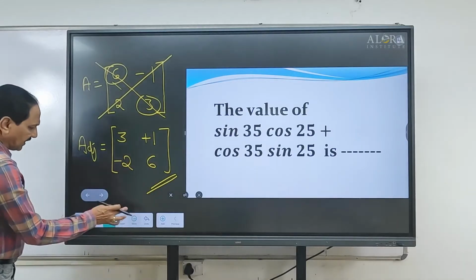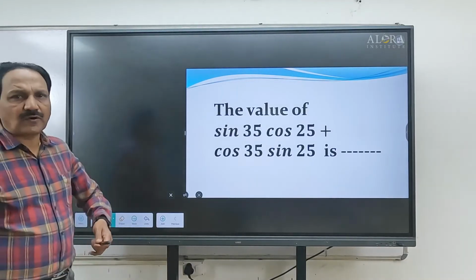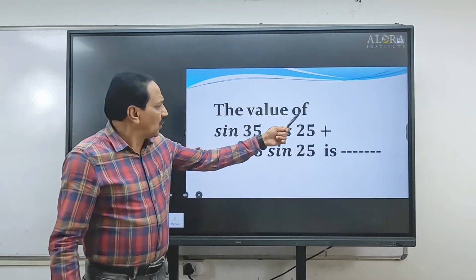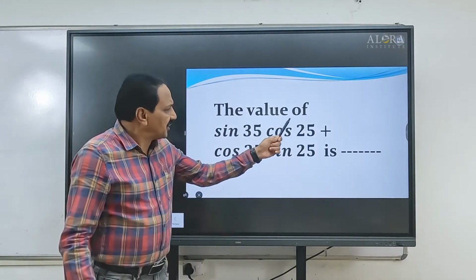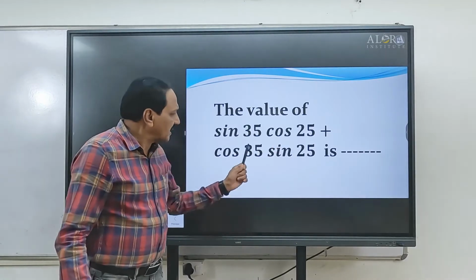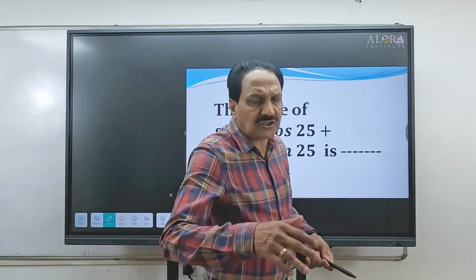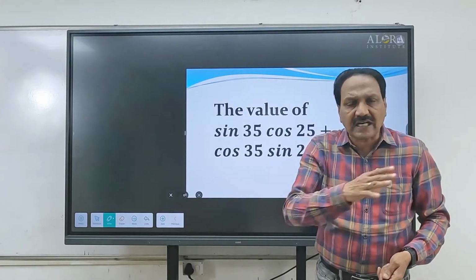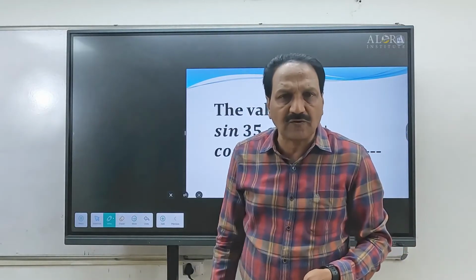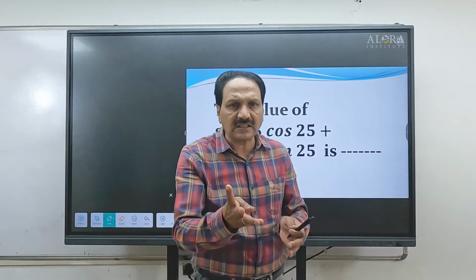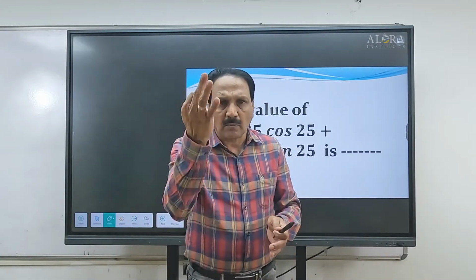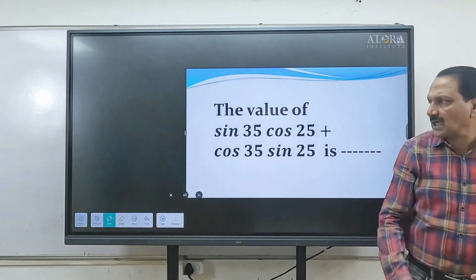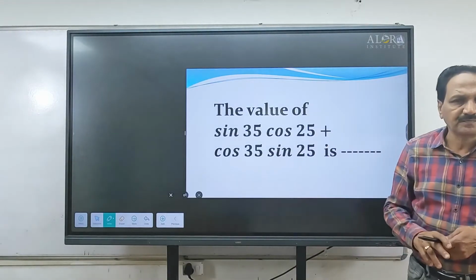Take a simple example here. This is an example from the trigonometry. The value of sin 35 into cos 25 plus cos 35 into sin 25. When you start with the trigonometry, the basic idea you got in SLC itself, and after that we have developed it in the diploma. In the first year we have come across allied angles, compound angles, multiple and submultiple angles, and transformation formula. These were the 4 chapters we have come across in the diploma level.